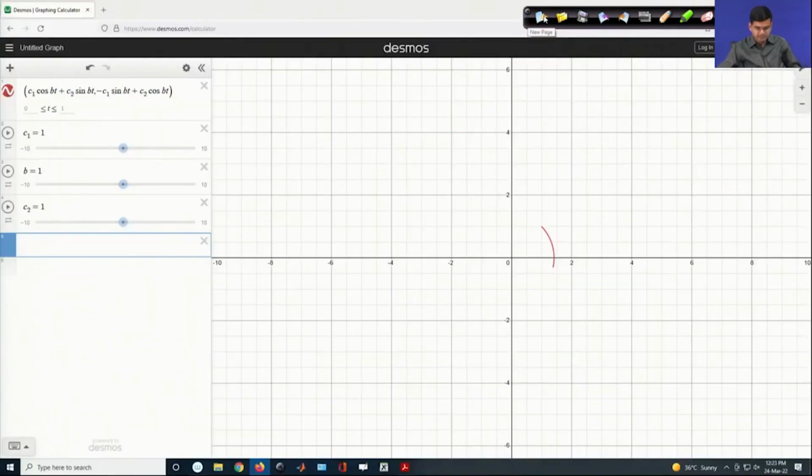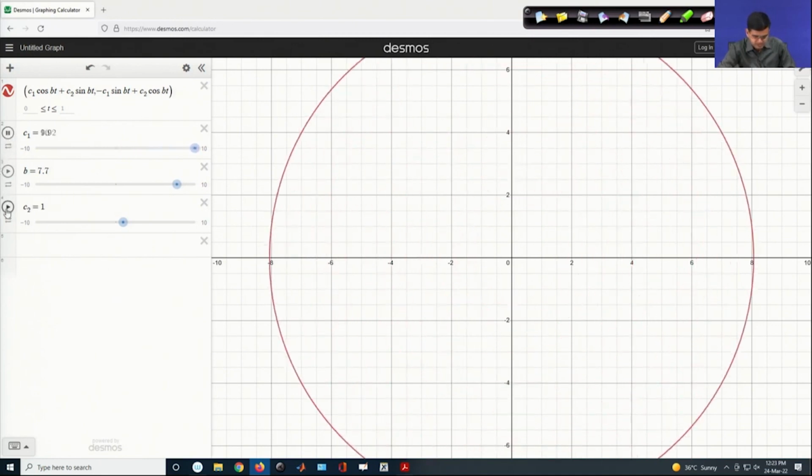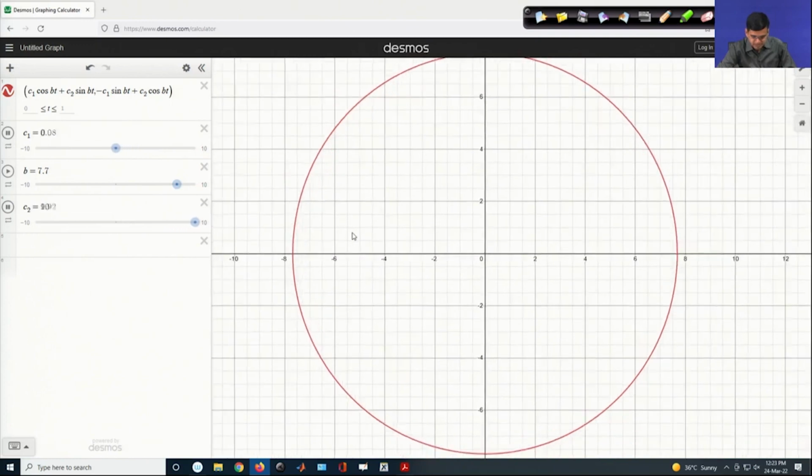Okay, fine. So, now what I can do is I can increase the value of b and you see what you get. You get a circle as the solution. Let me change the values of C1 and C2, and let me animate it.